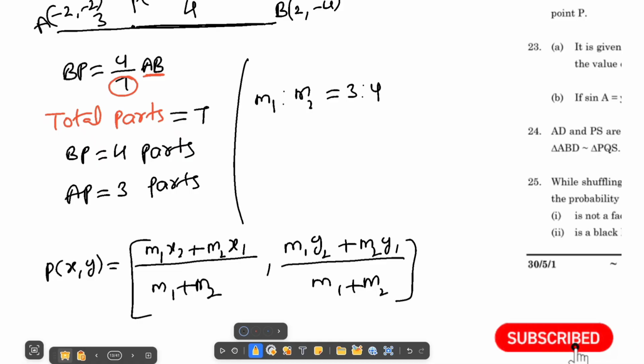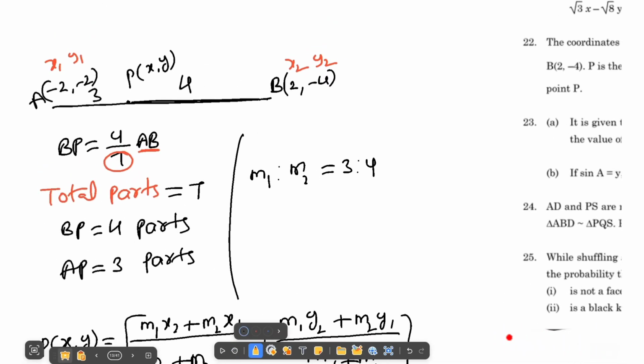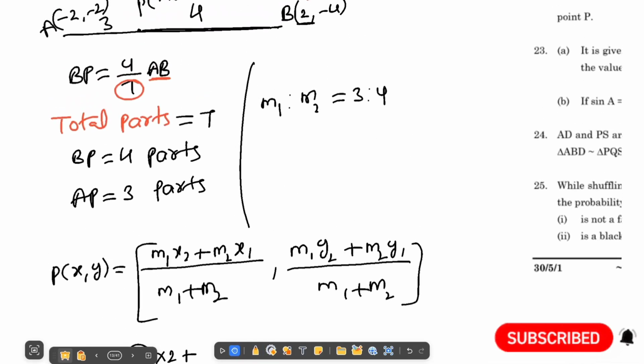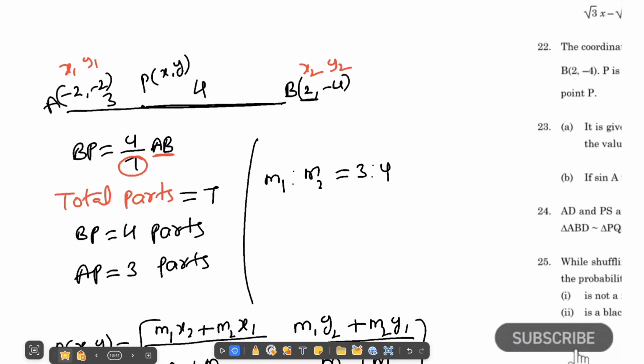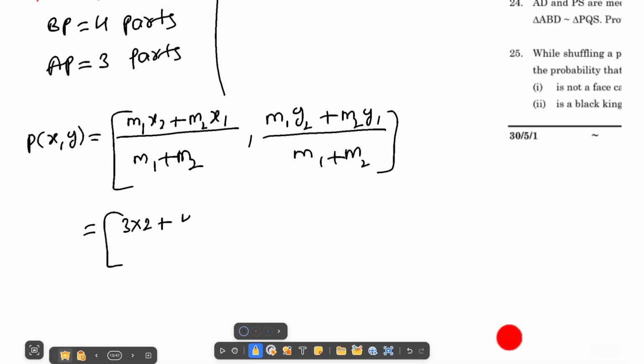Now first, m1 into x2 means 3 into, what is x2 here? x2 is 2. So it is equal to 3 into 2. Next m2 x1. m2 is 4. What is x1? x1 is -2. So it is 4 into -2, whole by m1 plus m2 means 3 plus 4.